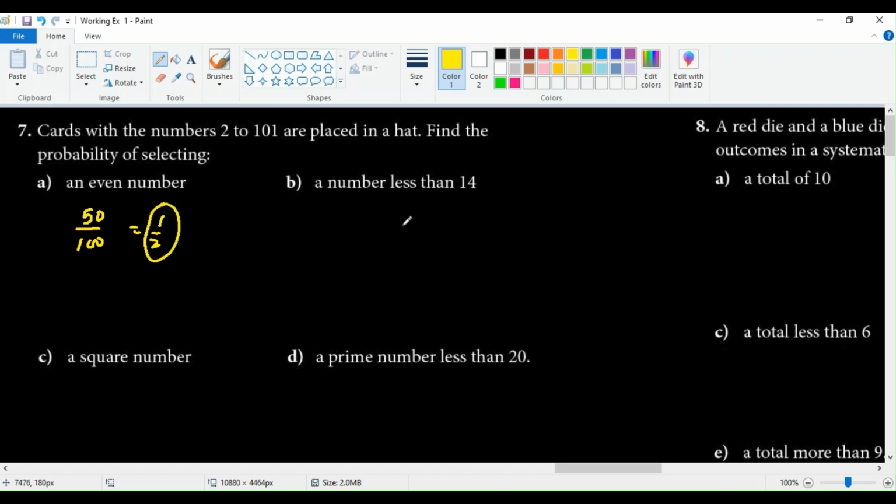Moving on to part B, numbers less than 14. So there are altogether 12 numbers that are less than 14. So I will write 12 over 100 equals 3 over 25. How did I say 12? Starting from 2, 3, 4, 5, 6, 7, 8, 9, 10, 11, 12, and 13. So these are 12 numbers out of 100. So it becomes 3 over 25.